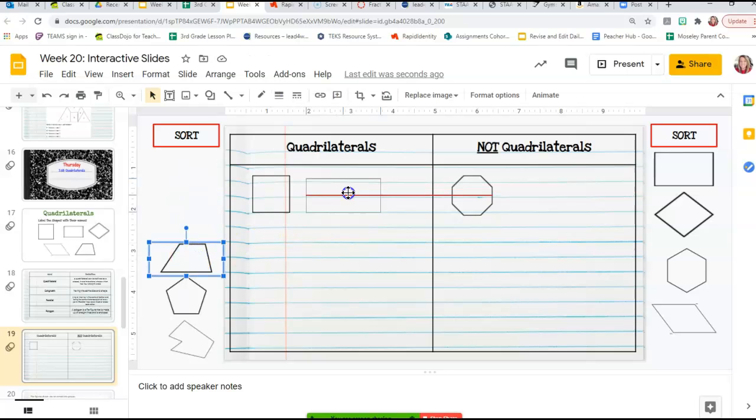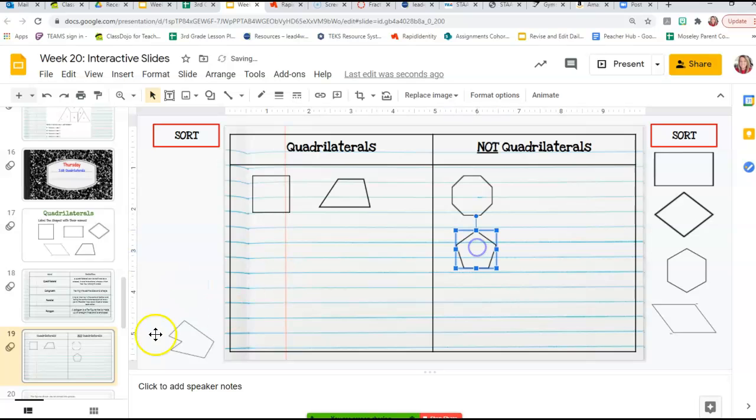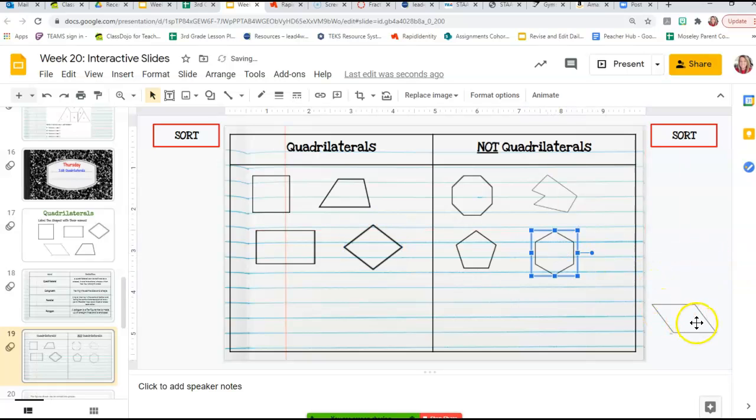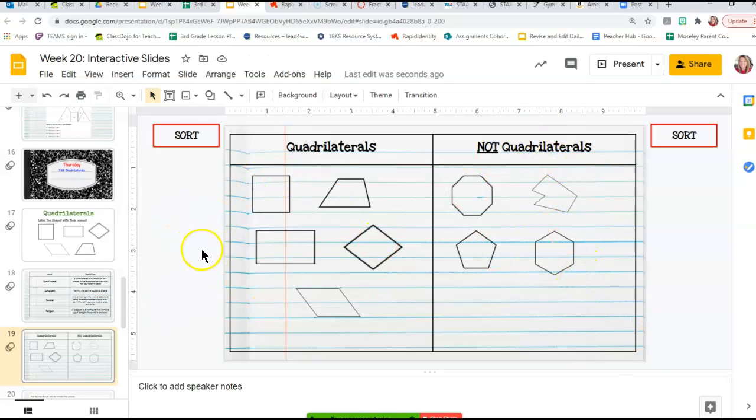Okay, a trapezoid is a quadrilateral. A pentagon has 5 sides. 1, 2, 3, 4, 5, 6. This is a 6-sided shape, which is a hexagon. A rectangle has 4 sides. A rhombus has 4 sides. A hexagon has 6 sides. And a parallelogram has 4 sides. So there are our quadrilaterals. All of these have 4 sides, and our non-quadrilaterals.